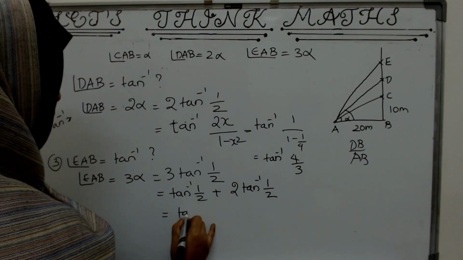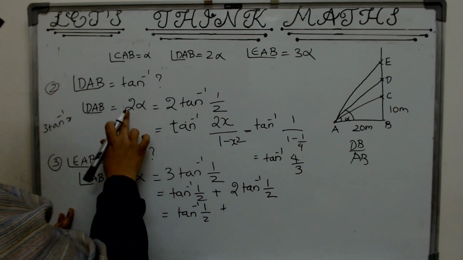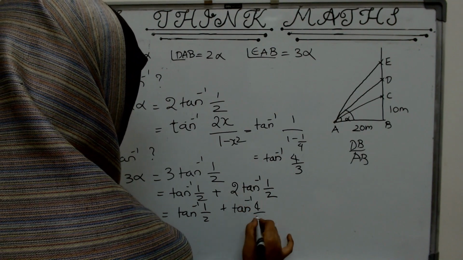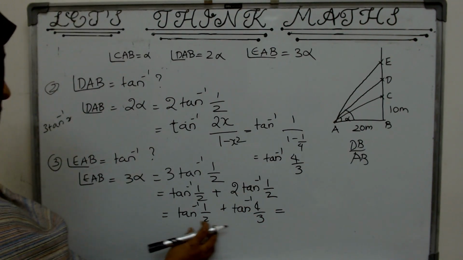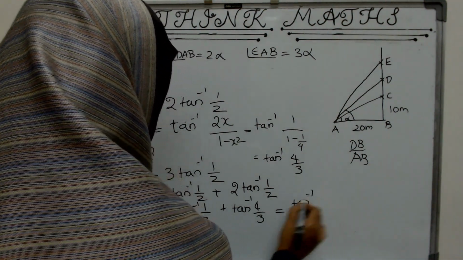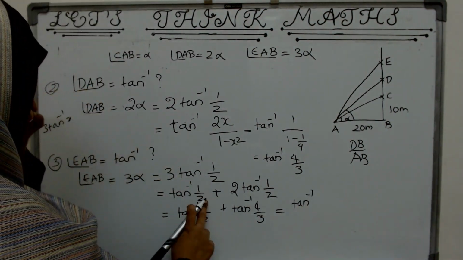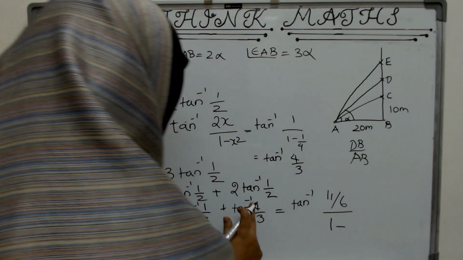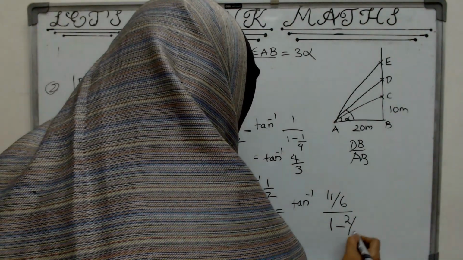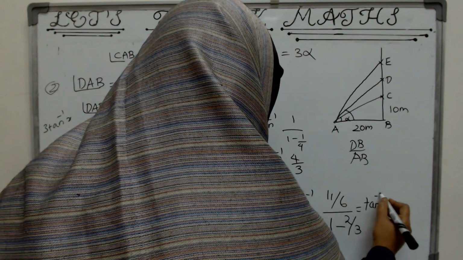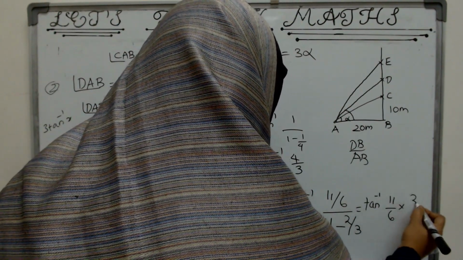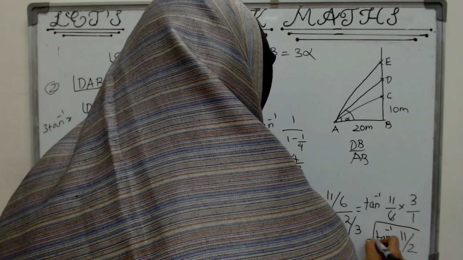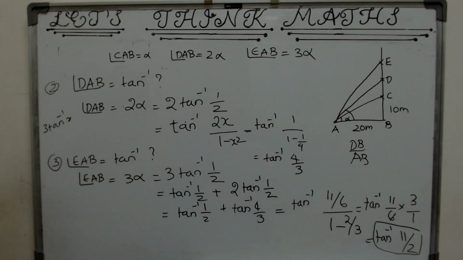And what do you know that to be? You already know that, right? 2 tan inverse of half, you have found out that to be tan inverse of 4 by 3. Again, apply the same formula, tan inverse of x plus tan inverse of y, that is tan inverse of their sum. Half plus 4 by 3, that would be 3 here, 8 here, that would be 11 by 6, by 1 minus their product, which would be 2 by 3. That would be tan inverse of 11 by 6 into 3 by 1. So this is the answer. And EAB is tan inverse of 11 by 2.